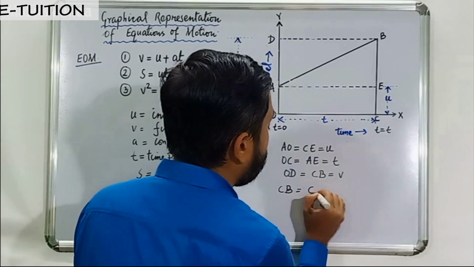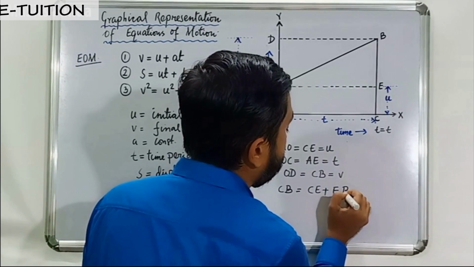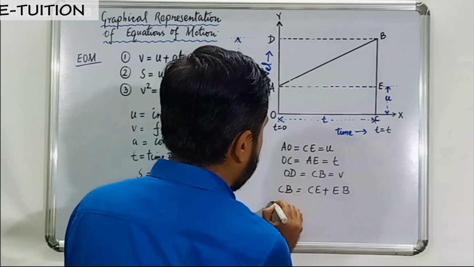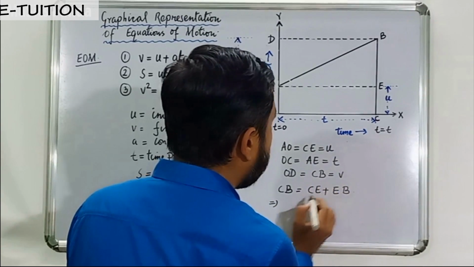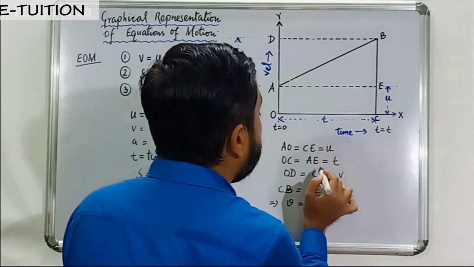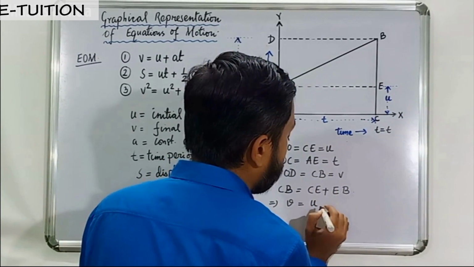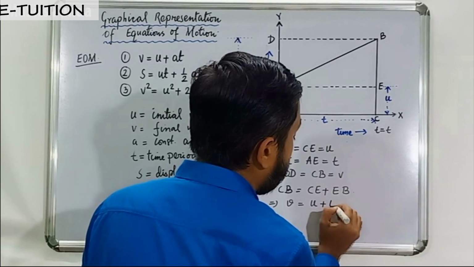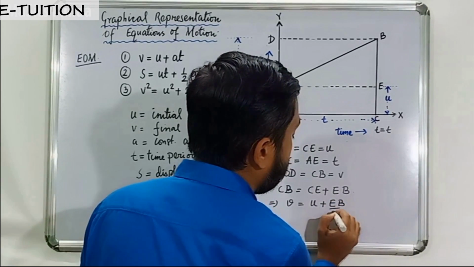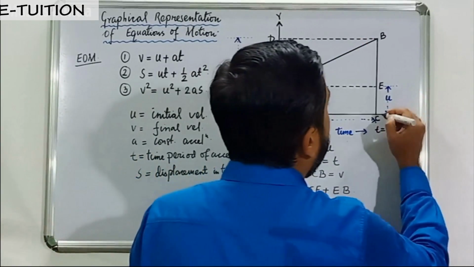CB equal to CE plus EB. Okay, and CB is equal to V, I'm writing, and CE is equal to the initial velocity, which is U, plus EB. This EB is something we don't know. This part of the graph is EB. Now how much was CB?